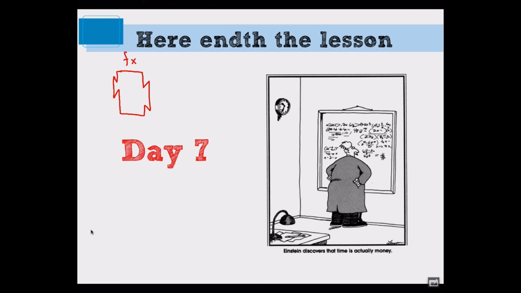So here's my f of x machine. I put stuff in and stuff comes out. The stuff I put in is the domain. The stuff I get out is the range. Let's say we have a function like x squared. We can put whatever we want into that function because there's no domain restrictions there. What can you tell me about the range that it spits out? It's always 0 or positive.